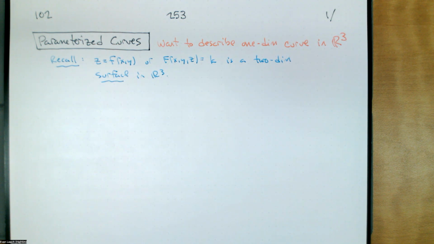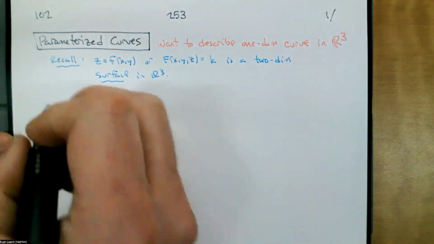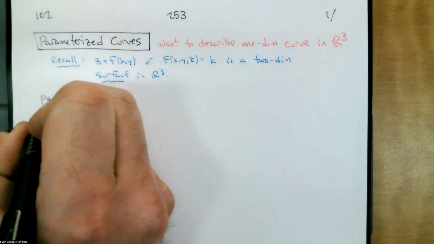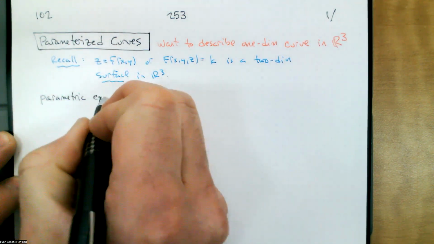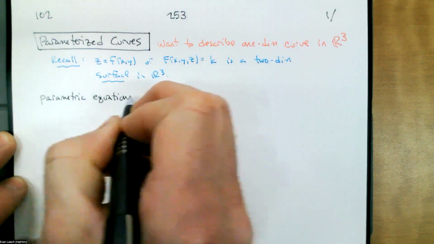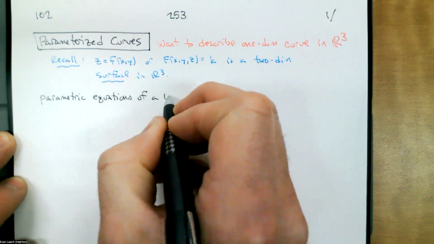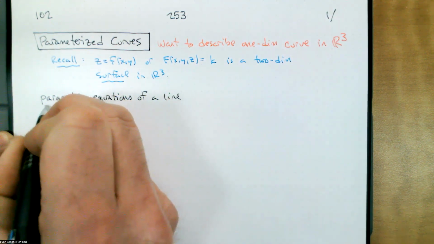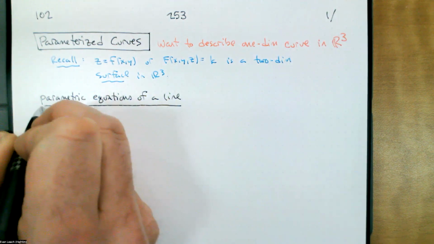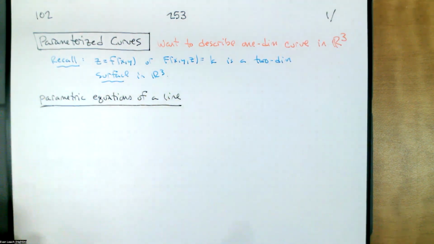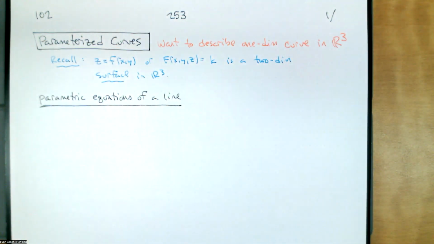So today we want to parameterize a line. So we want to talk about the parametric equations. To find the equation of a line, we just need 2 points, and that's what we're going to start with here. Question?